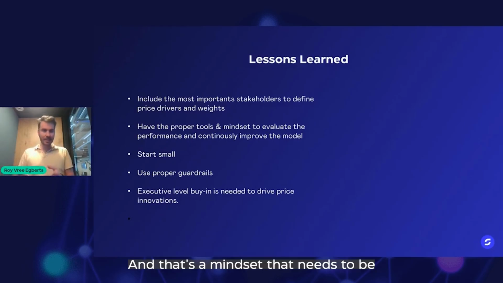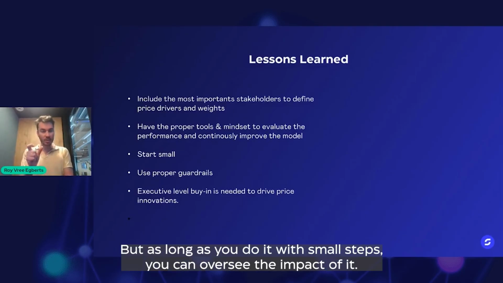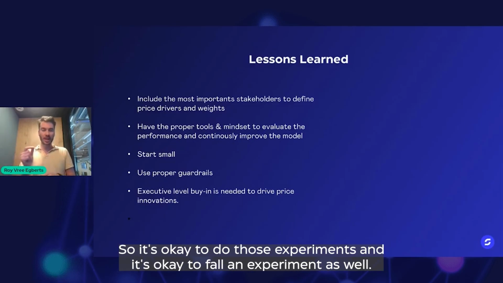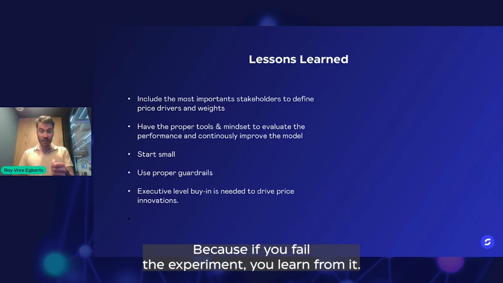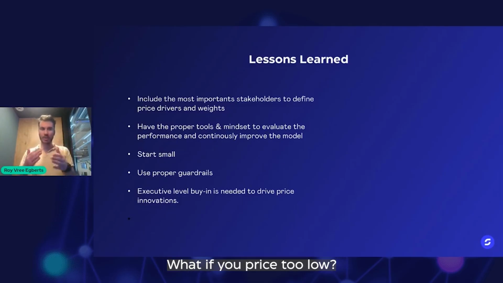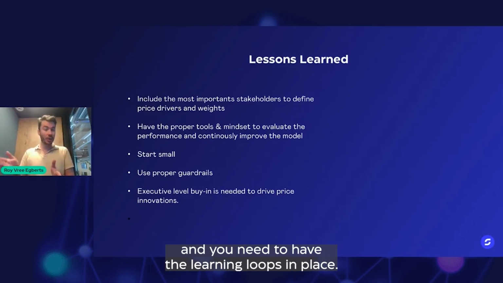And that's a mindset that needs to be there, that it's okay as long as you do it with small steps. That's the next point. As long as you do it with small steps, you can oversee the impact of it. It's okay to look into what is now the right price point. So it's okay to do those experiments, and it's okay to fail an experiment as well, because if you fail the experiment, you learn from it. You understand that you priced too high or too low. But in order to do that, you need to have the proper tools and mindset, and you need to have the learning loops in place.